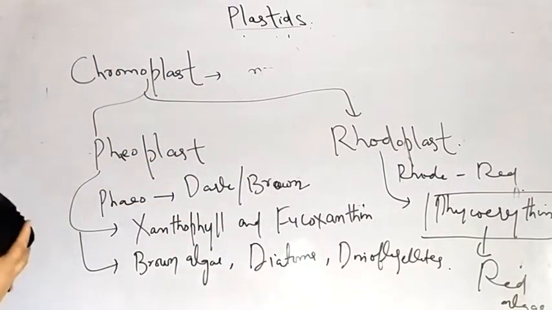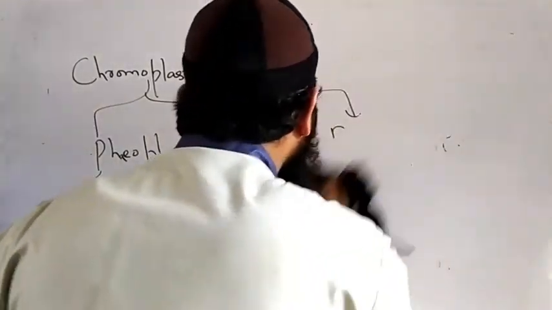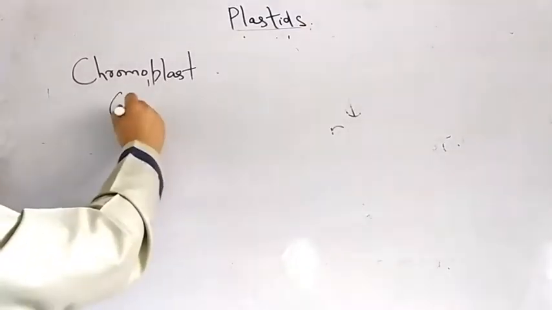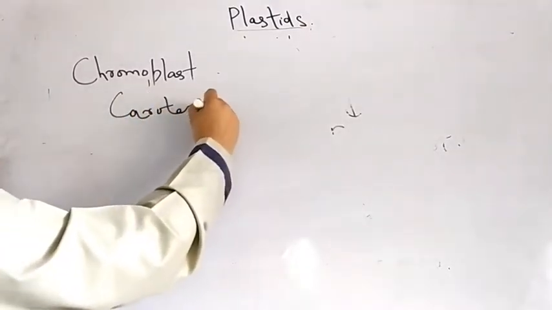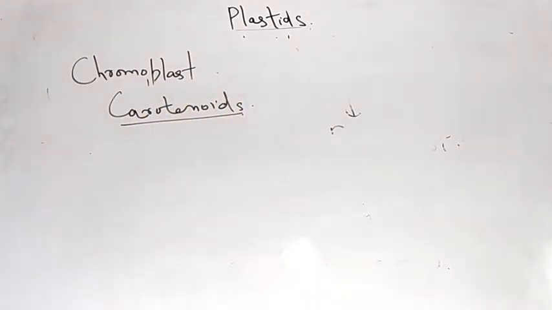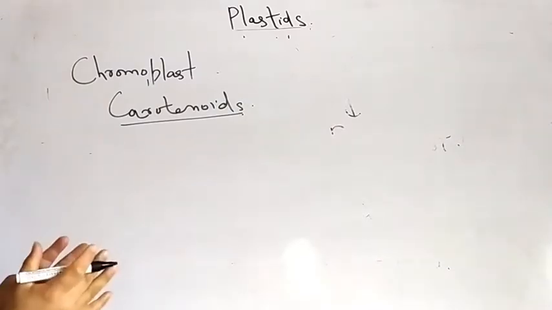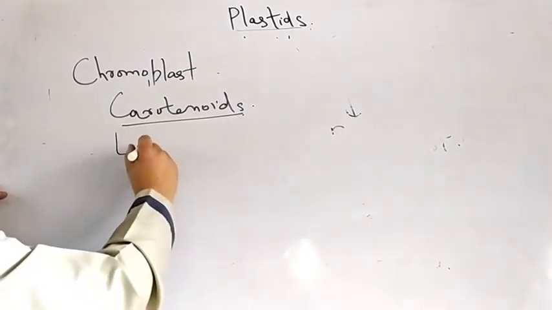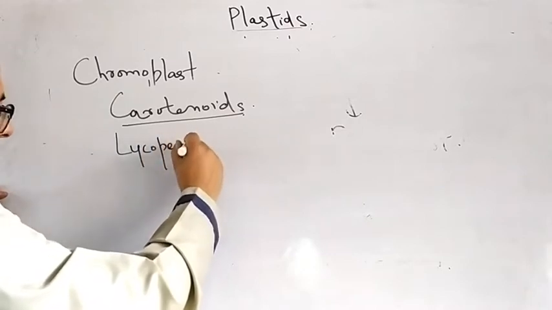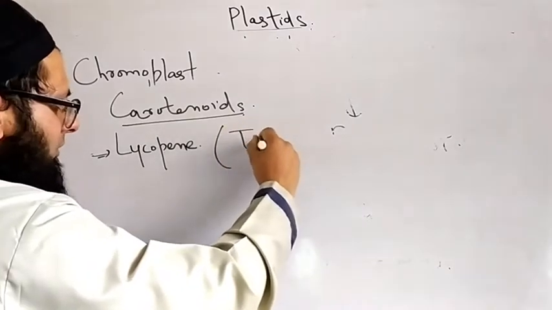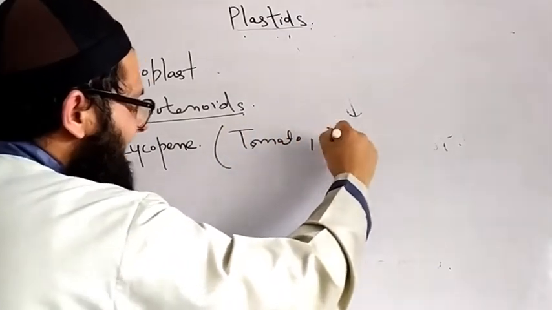Okay, let's talk about the carotenoids. Let us mention some important points regarding the carotenoids which are present in these chromoplasts. So these carotenoids are different non-green pigments present in this chromoplast. Okay, so let's see. I got lycopene, one of the basic carotenoids, present in tomato, red chilies.